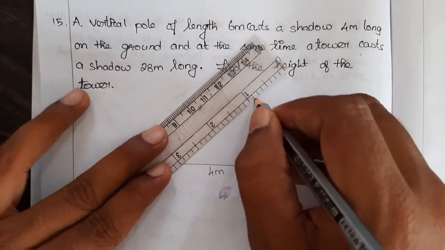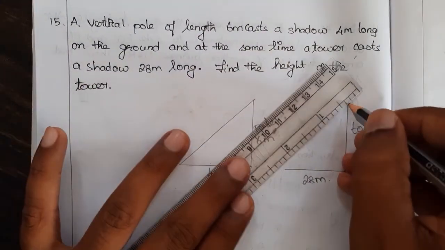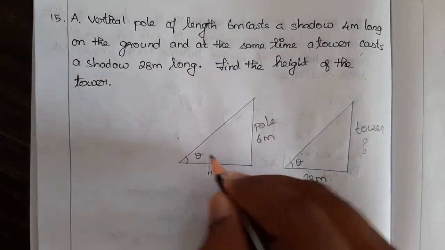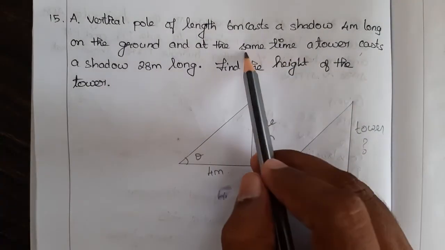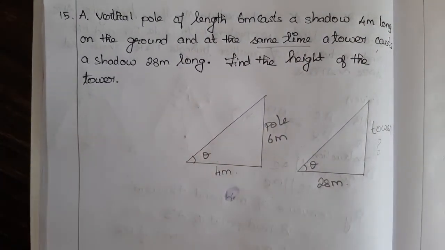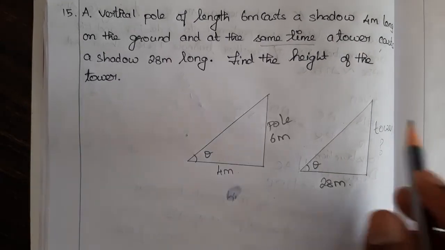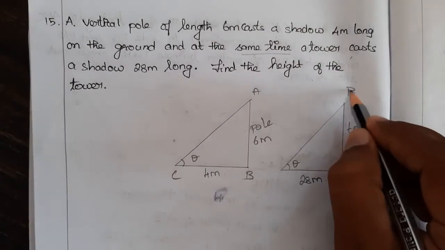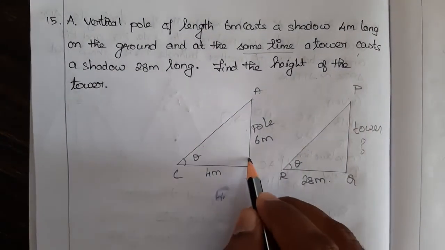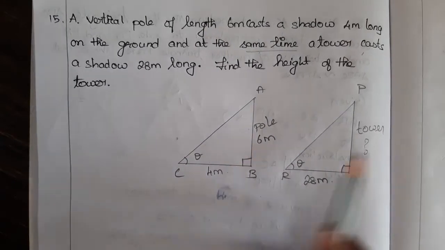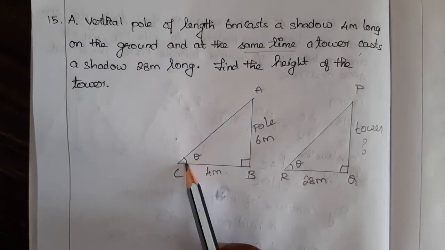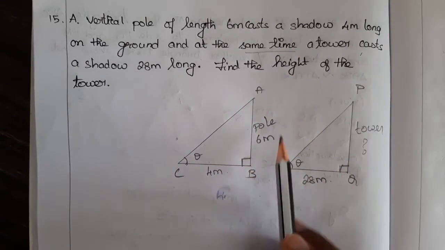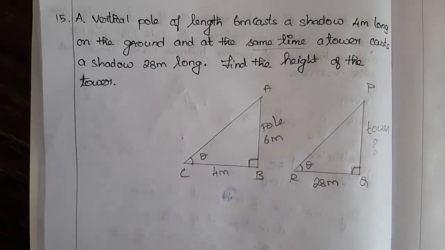So we can join this as a triangle, and both angles will be equal since at the same time it casts a shadow, and this angle will be the same, right? Let me give these as A, B, C and P, Q, R, and this is also a right angle. So now we can say both are similar, since the angle made by the sun at the same time is equal and it's a right angle. The pole and the tower will always be at a right angle. So by AA we can say this.